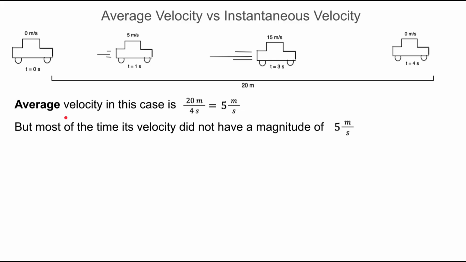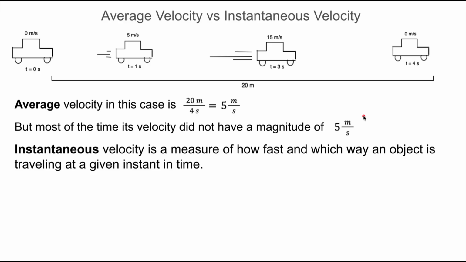But the thing is, most of the time, this car was not going 5. Look, it was going 5 here at t equals 1 second. But after that, it was going 6, 7, 8, 9, all the way up to 15. So it only for one brief moment in time was going 5. And then between 15 and 0, it had to pass through 5 again. So at 2 points along the way, it was actually going at the average speed. But most of the time, it was going some other value.